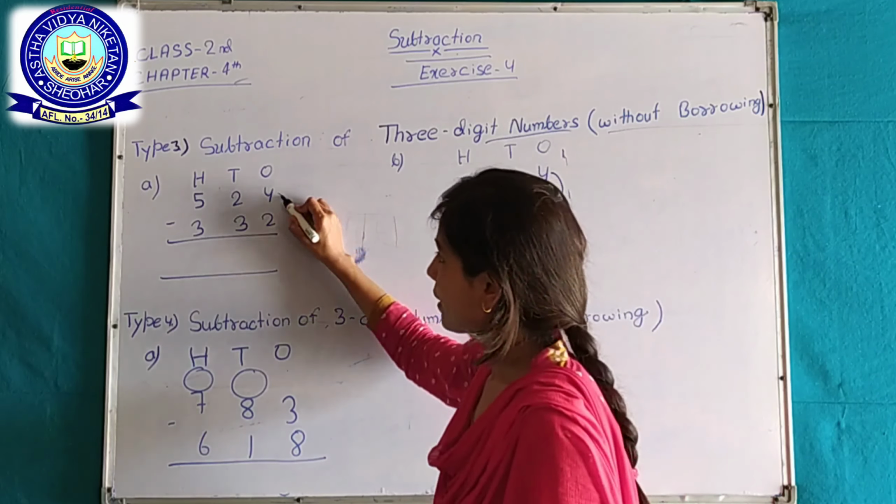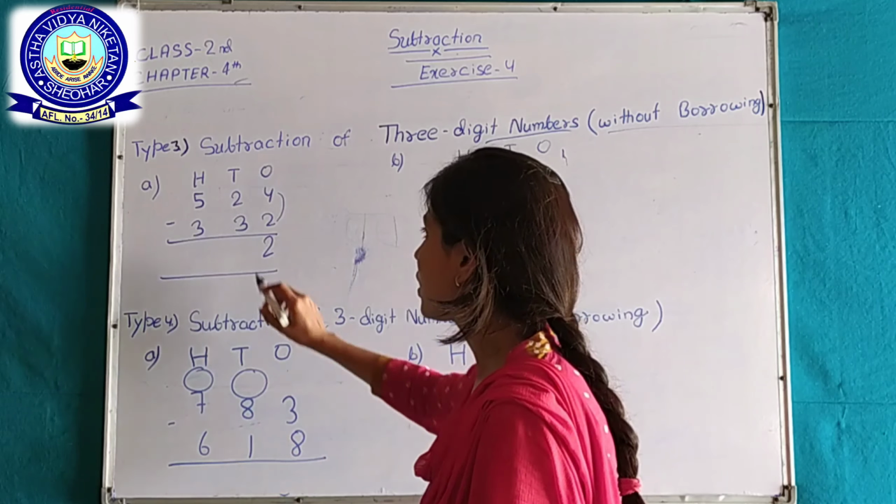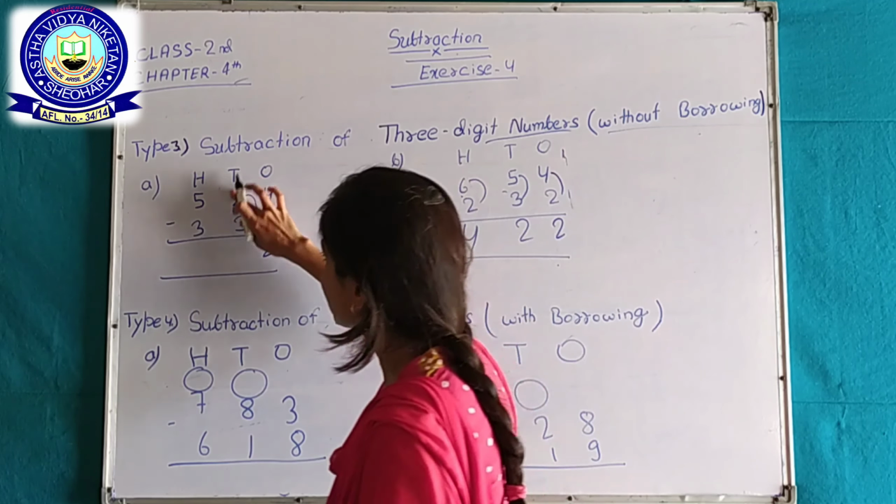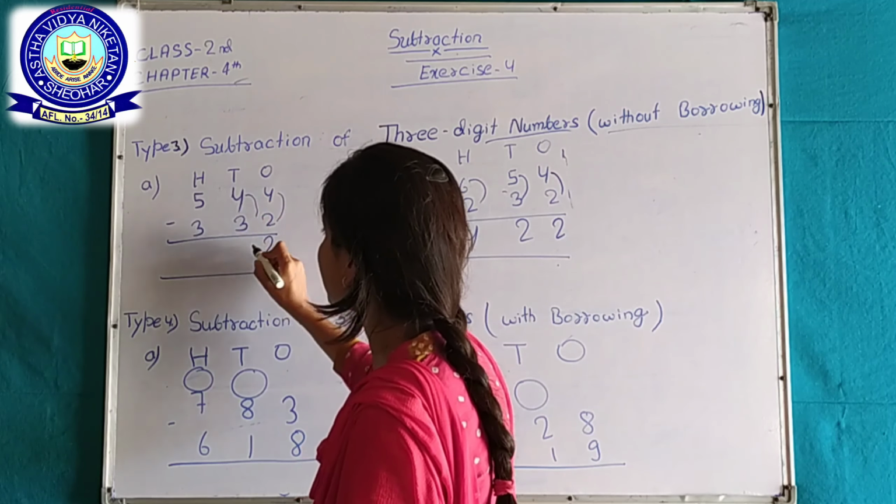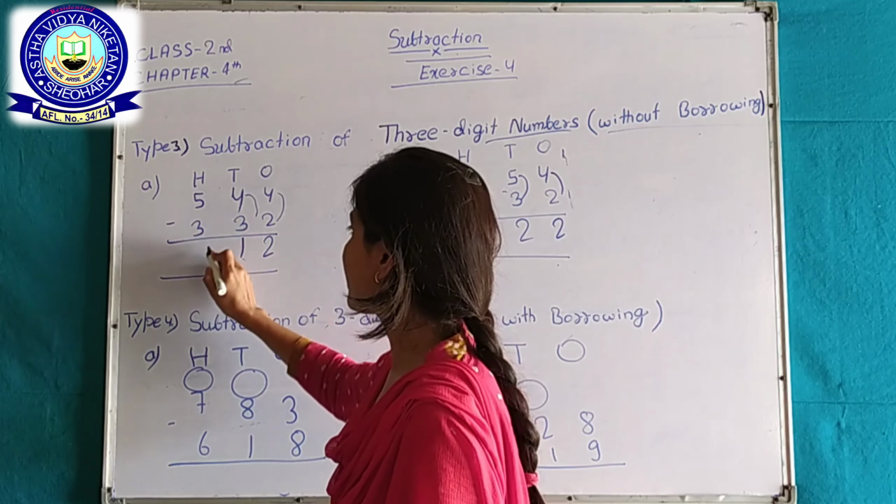Here is 4 minus 2, we get 2. Here is 2. Here is 4 minus 3, we get 1. Here is 5 minus 3, we get 2.